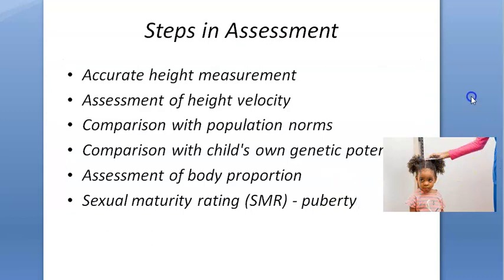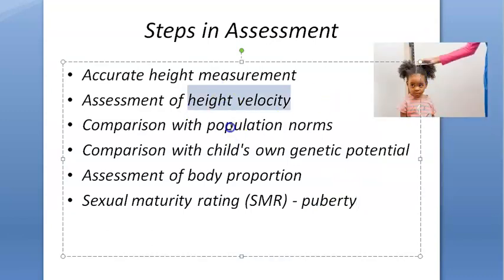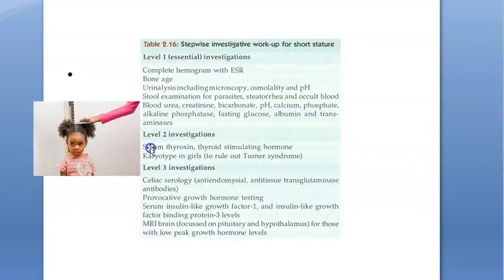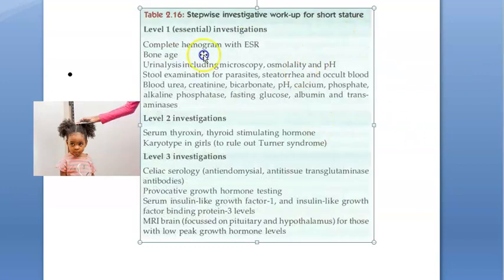So these are the assessments, okay? How will you assess? What all will you assess? Exact height, velocity, population norms, child's own genetic potential, body proportion, sexual maturity rating. Okay, how will you do? Level 1 investigation. You will do complete hemogram with ESR. That is, you will check the hemoglobin to check for anemia. You will check for the WBC, RBC, platelets.